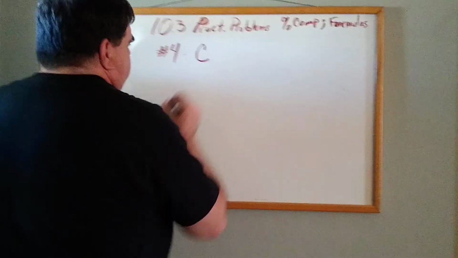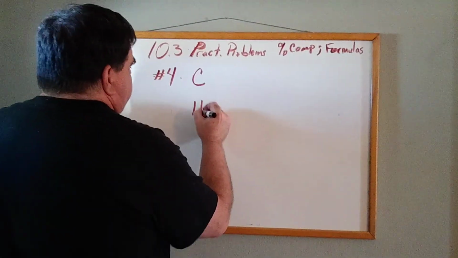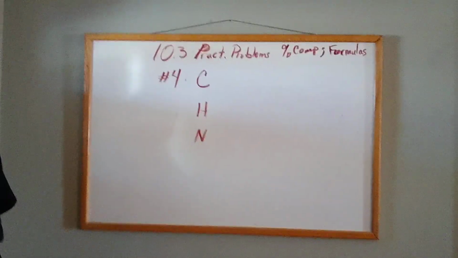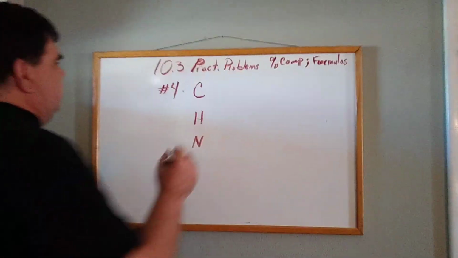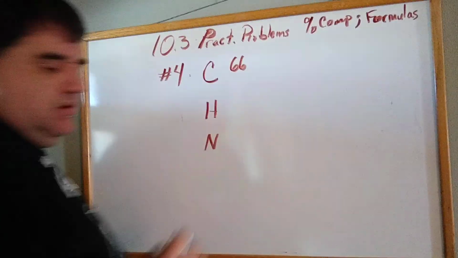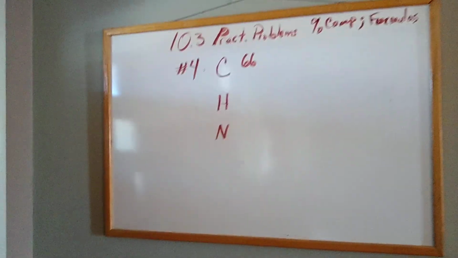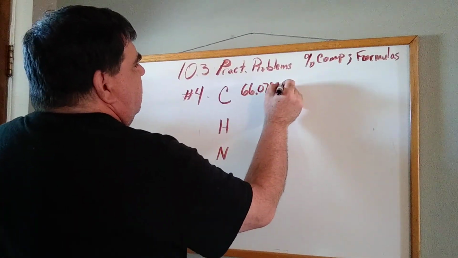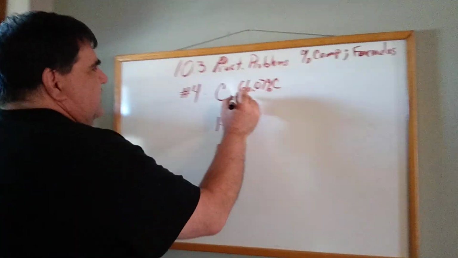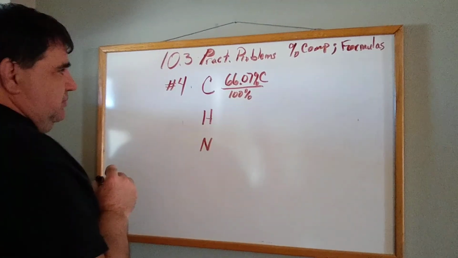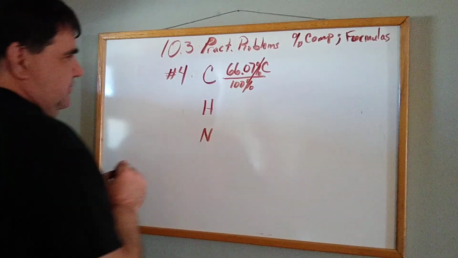So we got carbon, we had hydrogen, we have nitrogen. They tell us that we have 66.07% carbon. And we got to turn that into a decimal number, so let's divide that by 100%. That gives us our decimal equivalent. That'll get rid of our percentages.